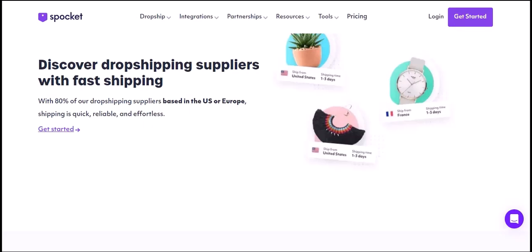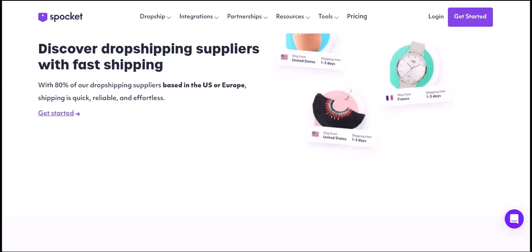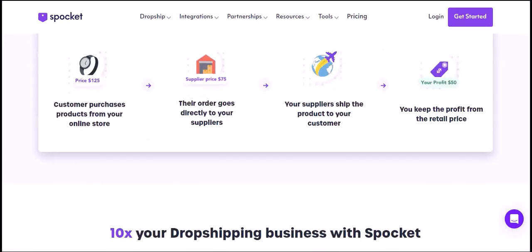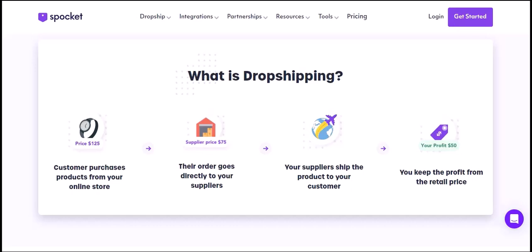The answer depends on your specific needs and preferences. If you're looking for a vast selection of products at competitive prices and are willing to deal with longer shipping times, Oberlo might be a good choice. However, if you prioritize faster shipping times and a broader supplier network, Spocket could be a better option.